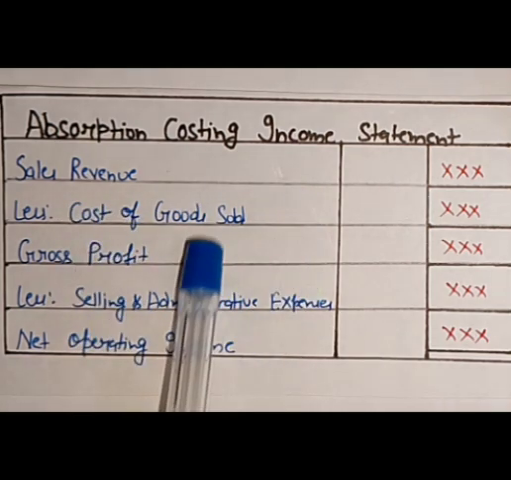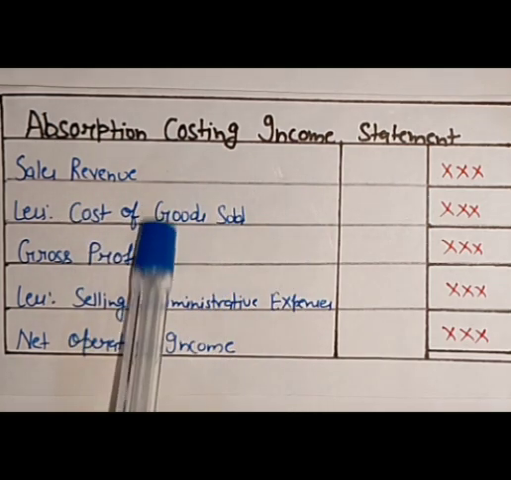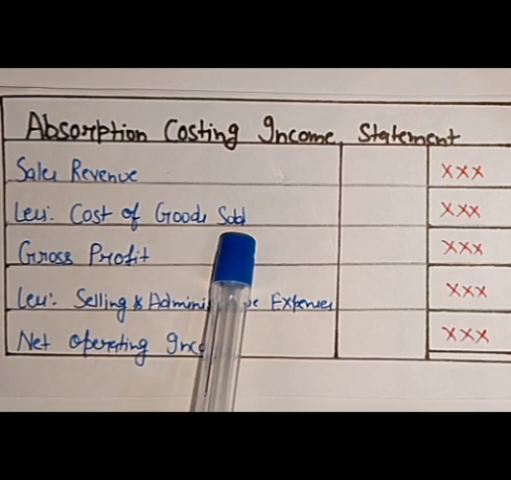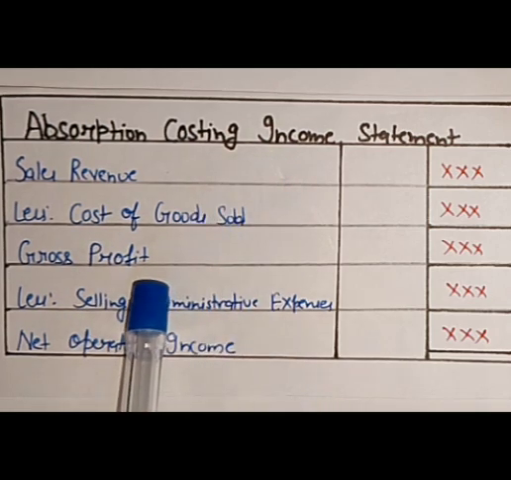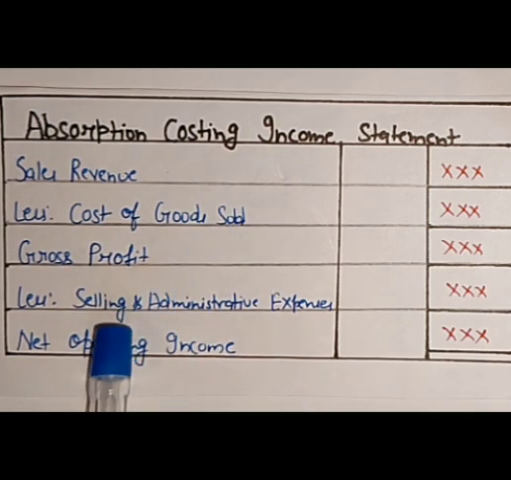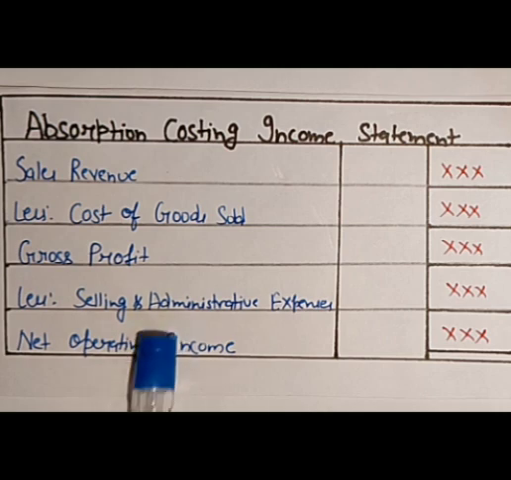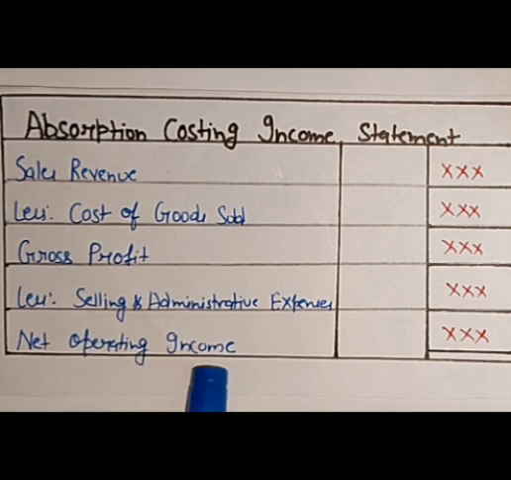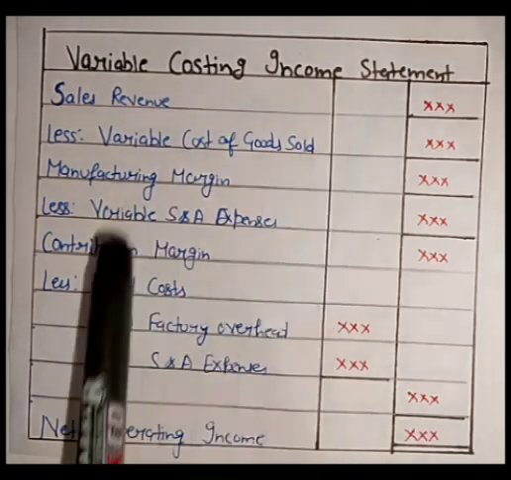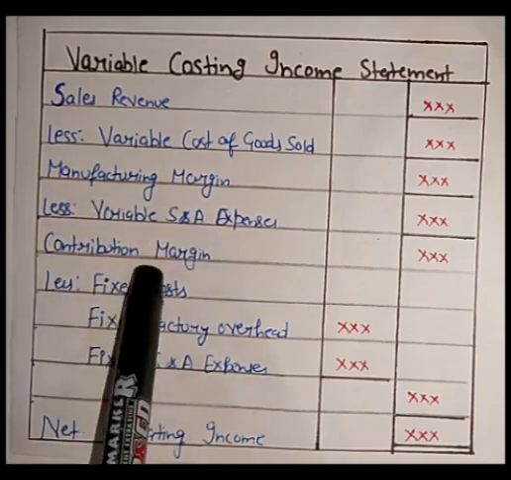Absorption costing shows cost data in conventional pattern. Cost of goods sold is deducted from sales revenue to compute gross profit, from which operating expenses are deducted to compute net operating income. Under variable costing, the contribution margin is highlighted.